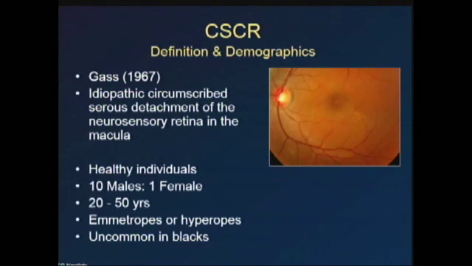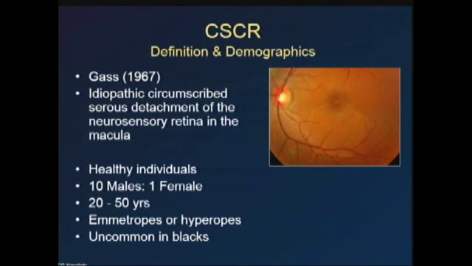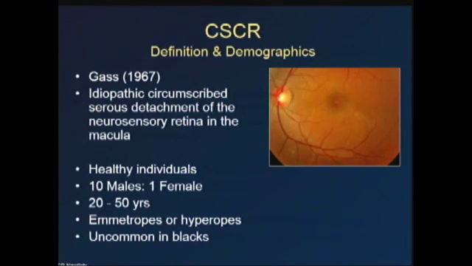So let's start with central serous chorioretinopathy. The term central serous chorioretinopathy was coined by Dr. Daniel Ross in 1967. And he used this term to describe what is an idiopathic, circumscribed serous detachment of the neurosensory retina from the RPE.